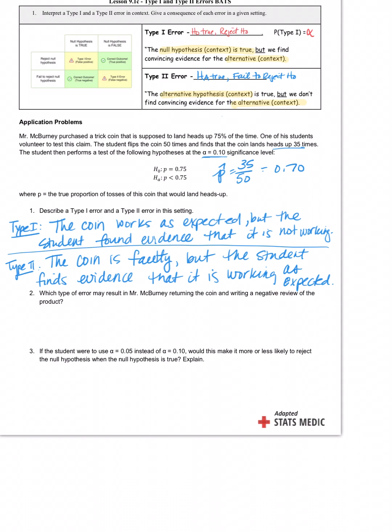Okay. Which type of error is going to result in Mr. McBurney wanting to return the coin and writing a negative review? Type 1, right? Because it's working, but the student says it's not. The student sample is, he says it's not. So this would be type 1. It's annoying. There is a consequence, but it's not a big deal.